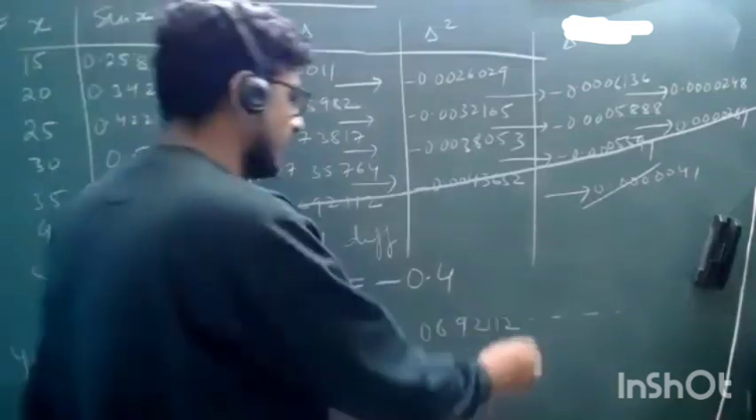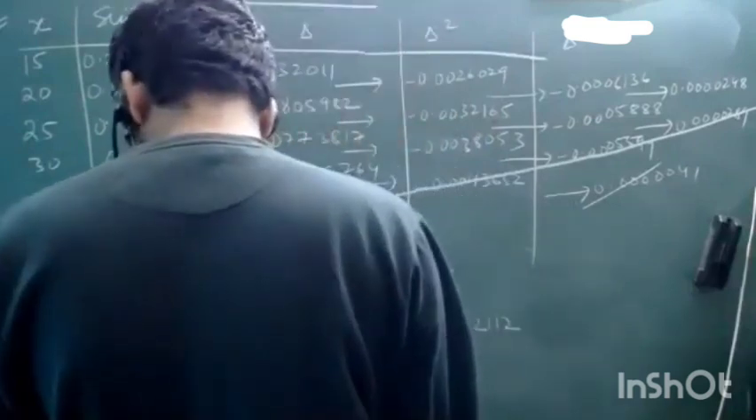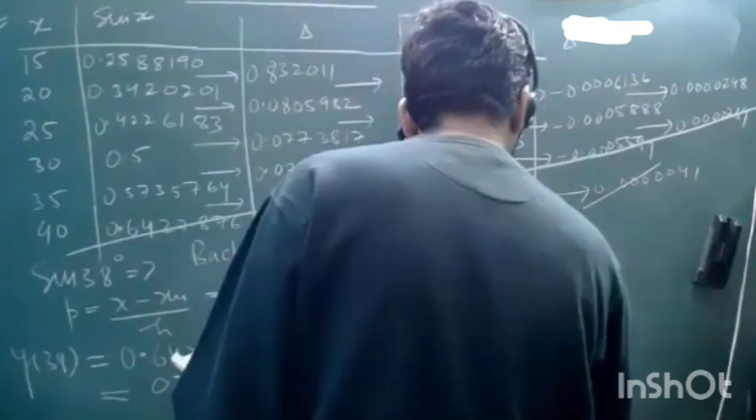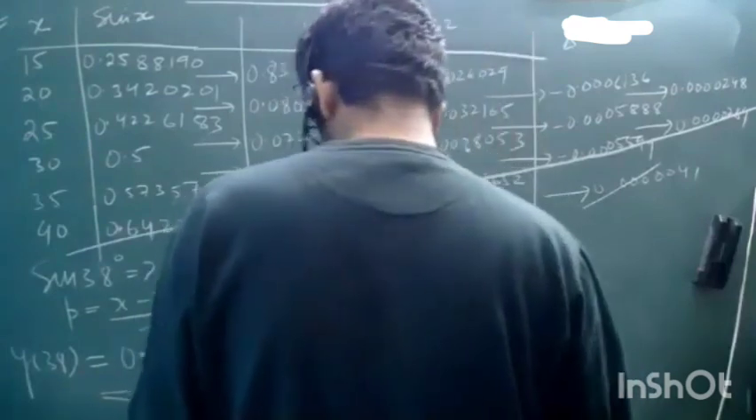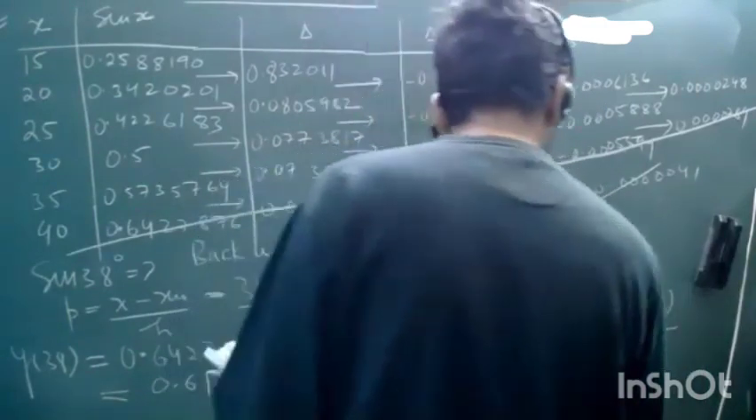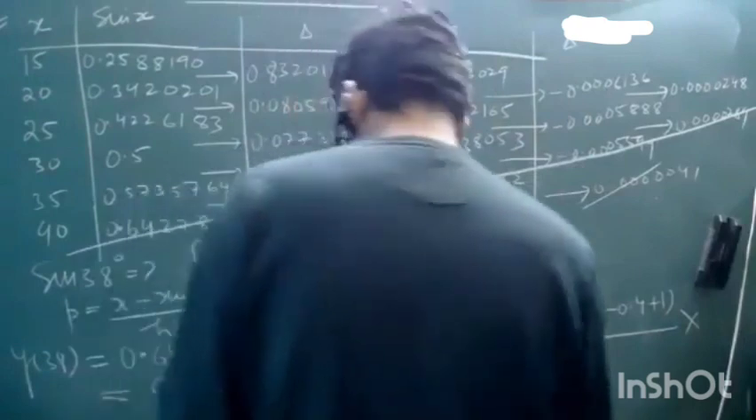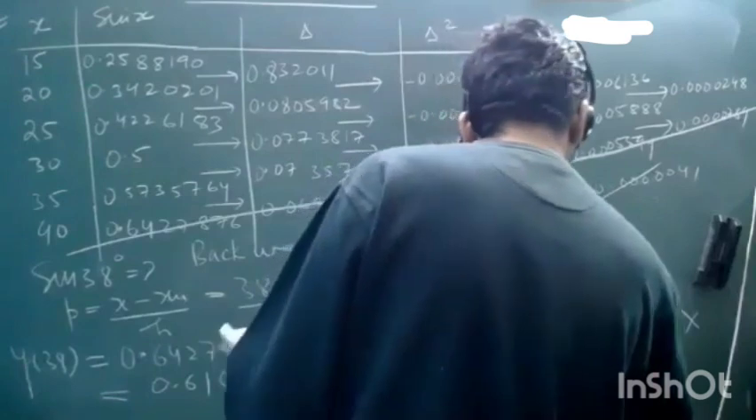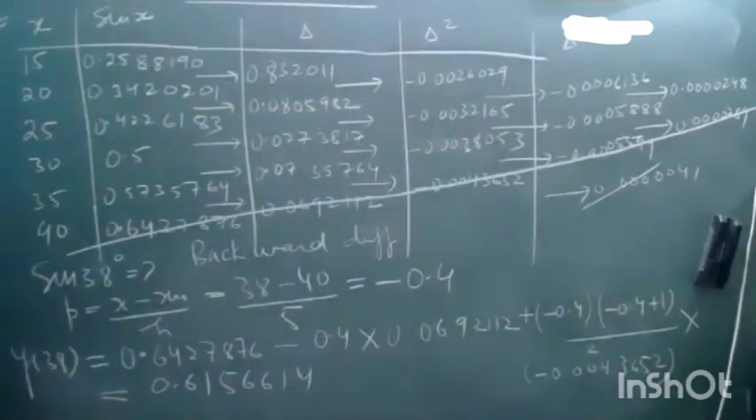So just write all the terms. For example, here, if I write the next term, this is the second one. If I write the next term, I will get minus 0.4 into minus 0.4 plus 1 over 2 into this one, minus 0.004365. So like this you will write all the terms first of all, and then use calculator just to get confident about the method. So now you know the forward method also, the backward method also.